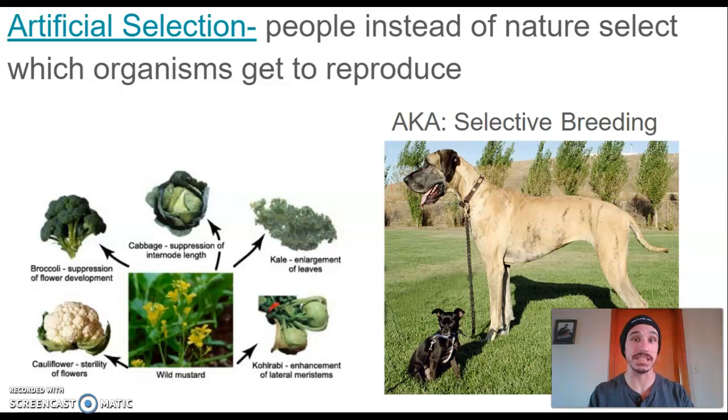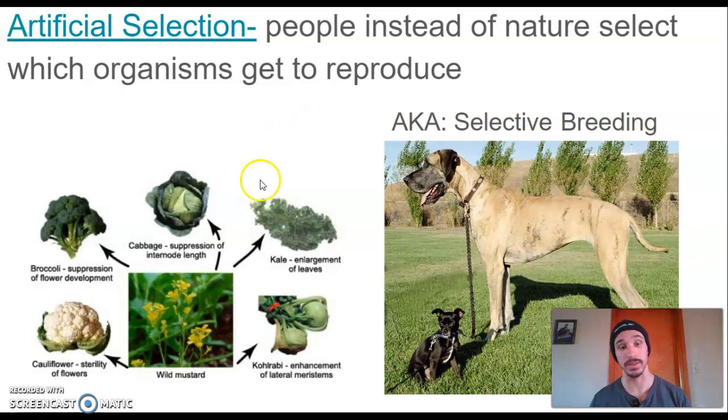The environment has selected those characteristics. Natural selection. On the other hand, there is something really unique when it comes to us humans. We have the ability to do something called artificial selection. This is where people, instead of nature, are going to select which organisms to get reproduced.